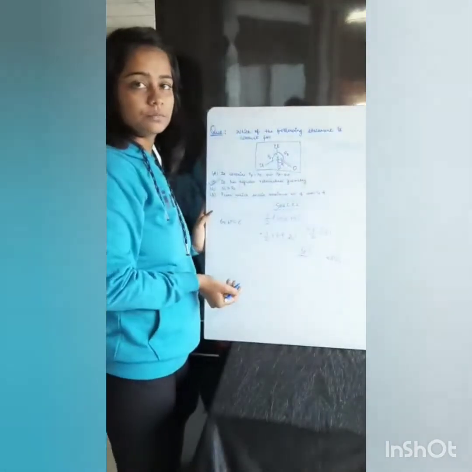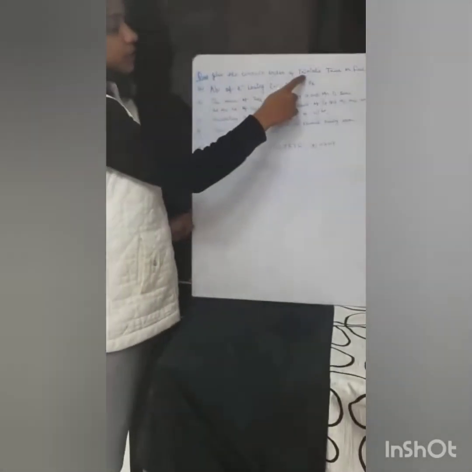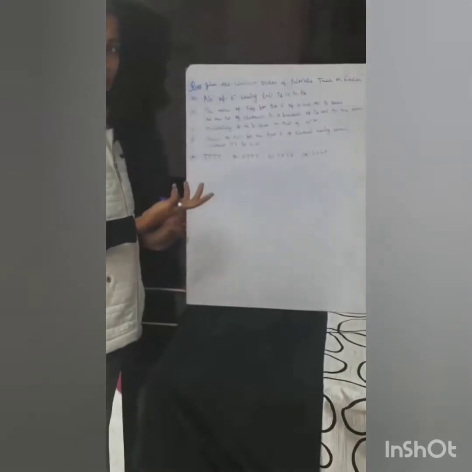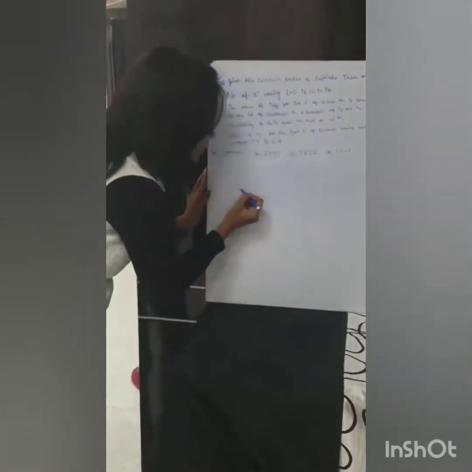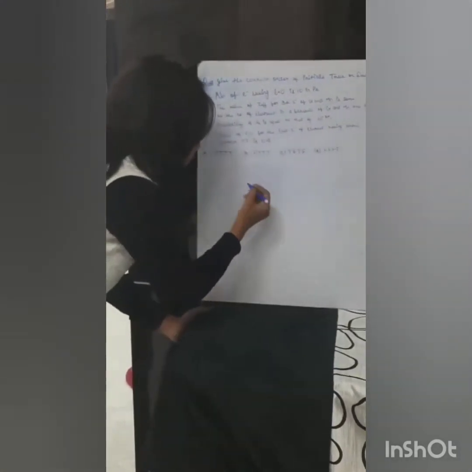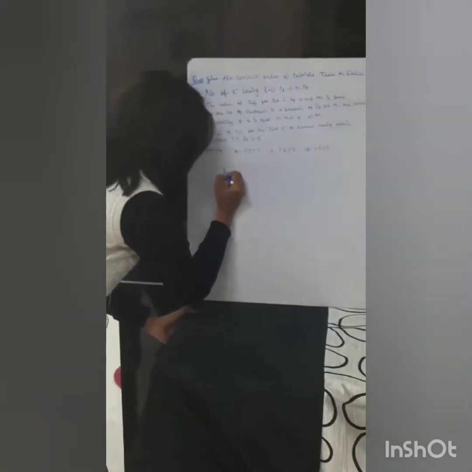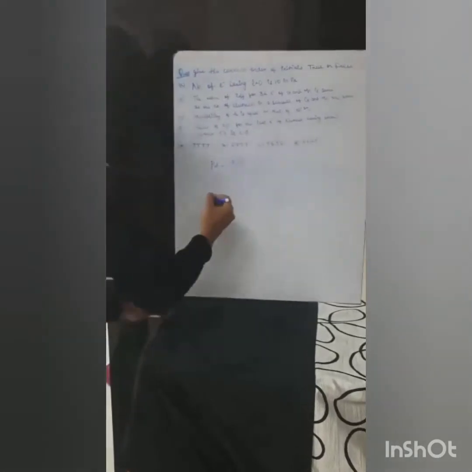So thank you. The question is, give the correct order of true or false for the following statements. The first statement is: the number of electrons having L equal to 0 is 10 in Pd. For this, firstly we have to calculate the electronic configuration of Pd. The atomic number of Pd is 46.